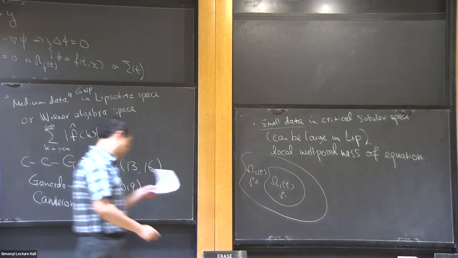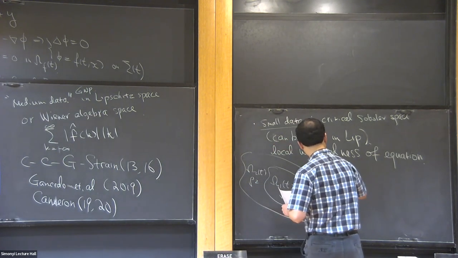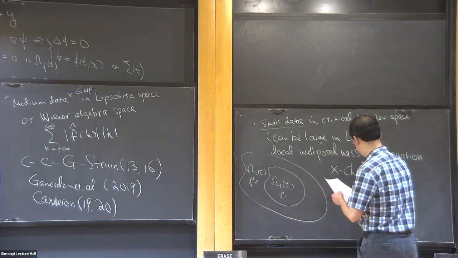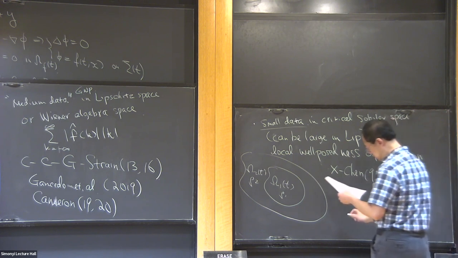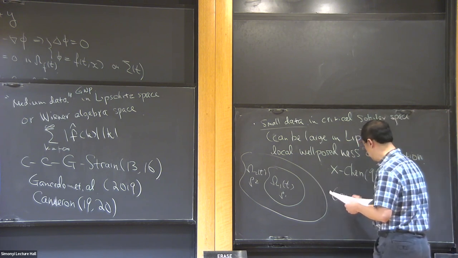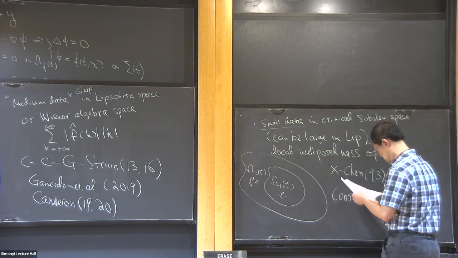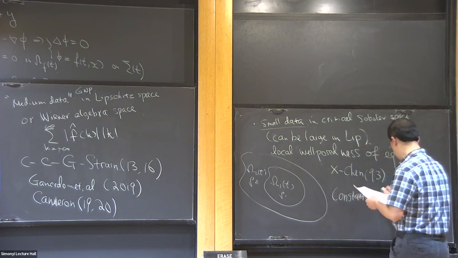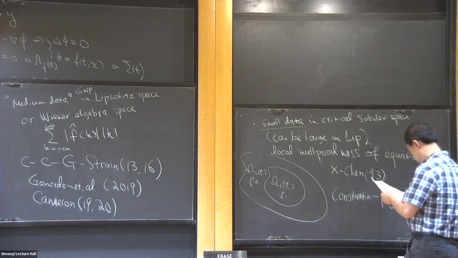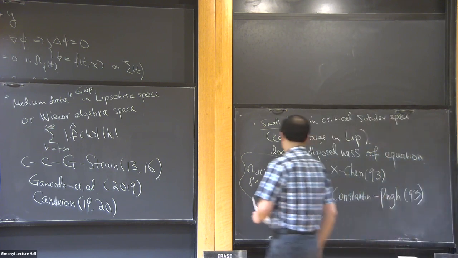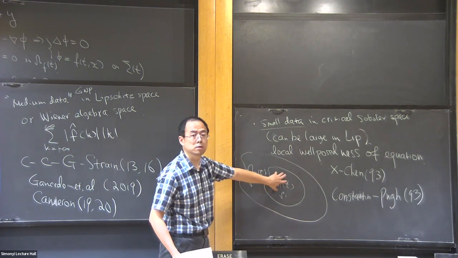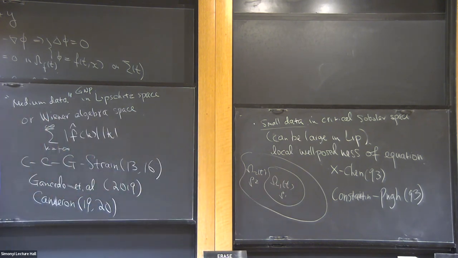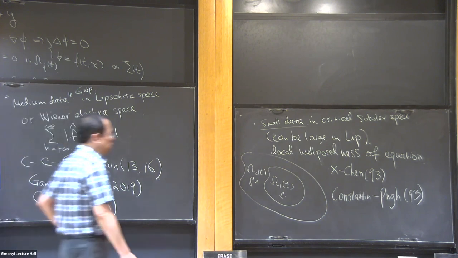There are works by Xinfu Chen in 1983, and also Constantin and Pugh, also in 1983. They consider a case when the interface is very close to a circle. In that case, they can prove the global well-posedness of solutions. So these are about well-posedness.